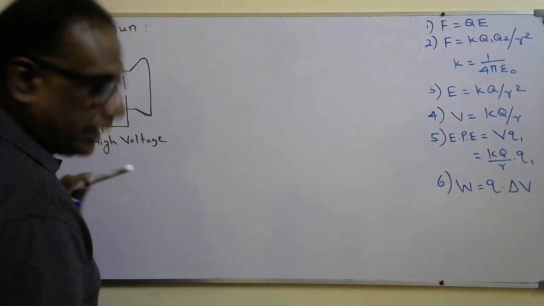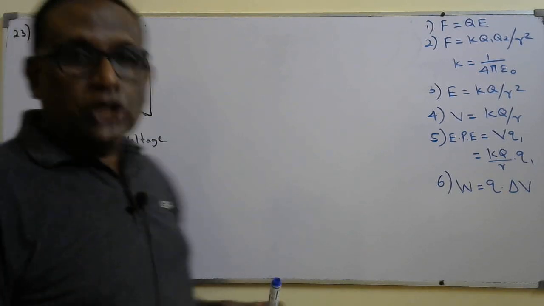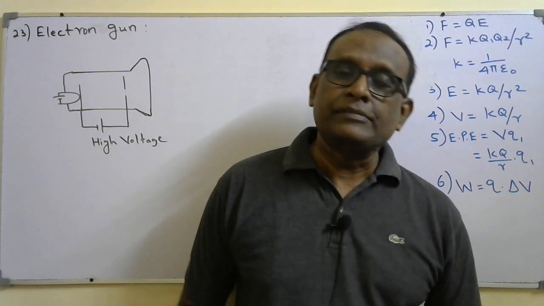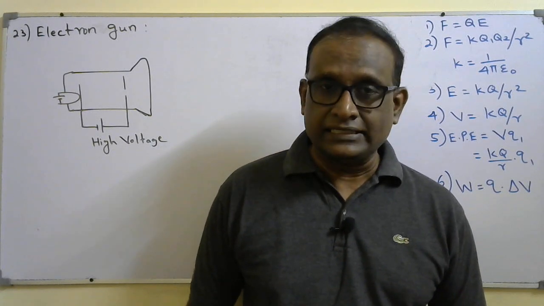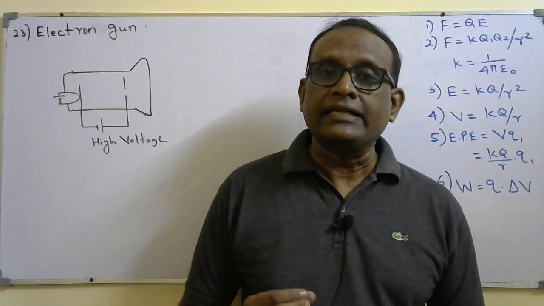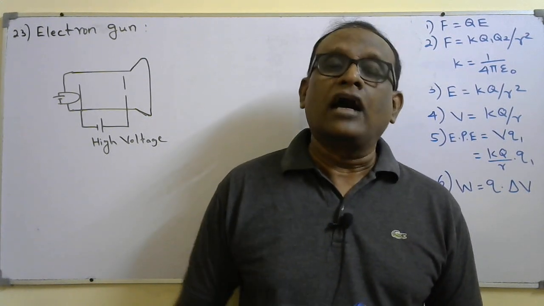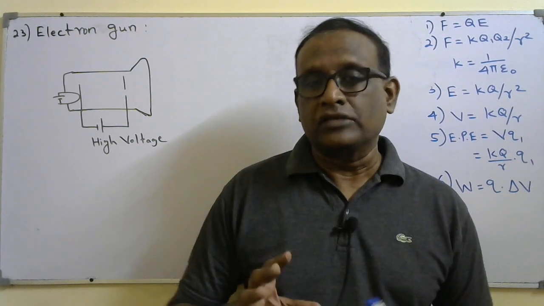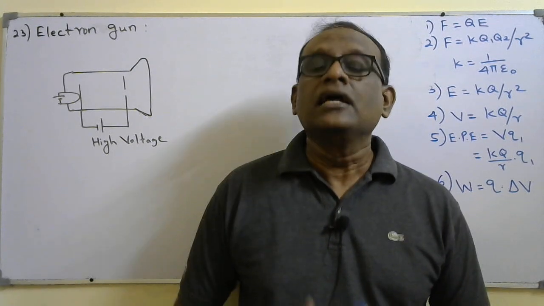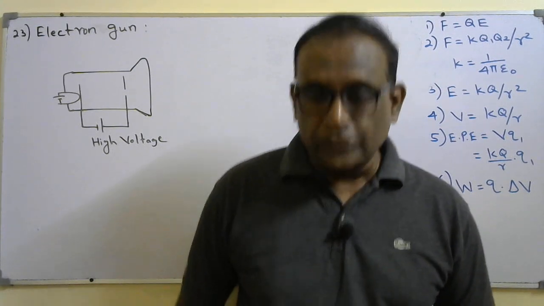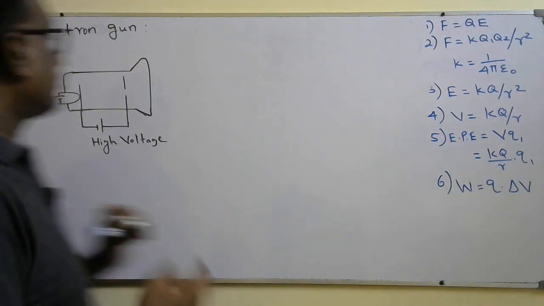Okay, so the electron will be emitted from the cathode due to thermionic emission. Thermionic emission means when a metal is heated, the atoms of the metal absorb the heat and they vibrate. Due to the vibration, electrons will be released. That process is called thermionic emission. So the electrons will be emitted from the cathode.